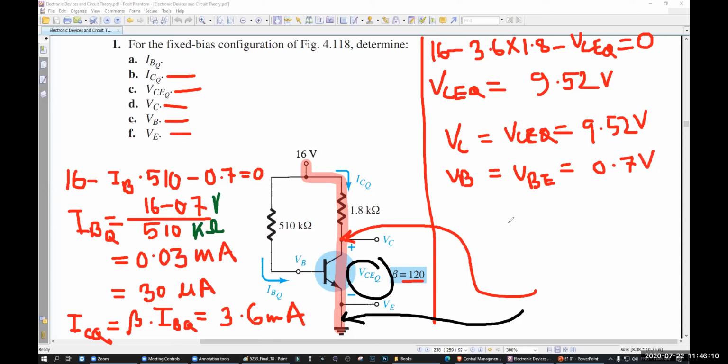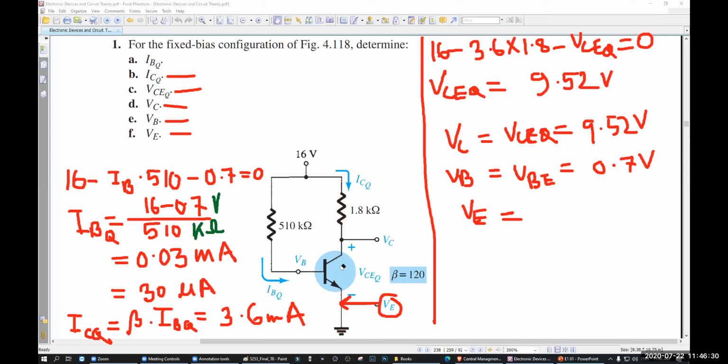What is VE? It is pretty simple, right? You do not need any multimeter. What is this? VE, the voltage of this point. How much is this?